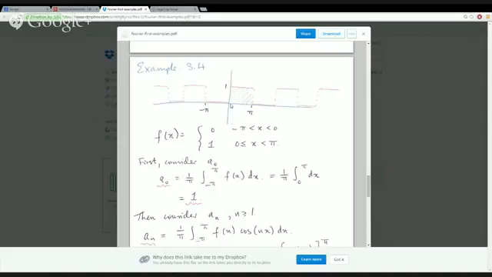So the next section we move on to then is 3.3, odd and even functions. Well, actually, no, sorry. Since he did a challenge for me.